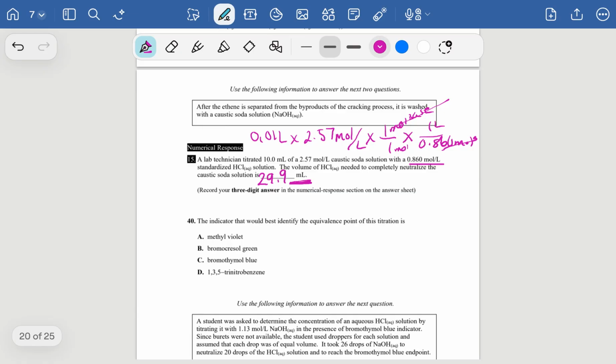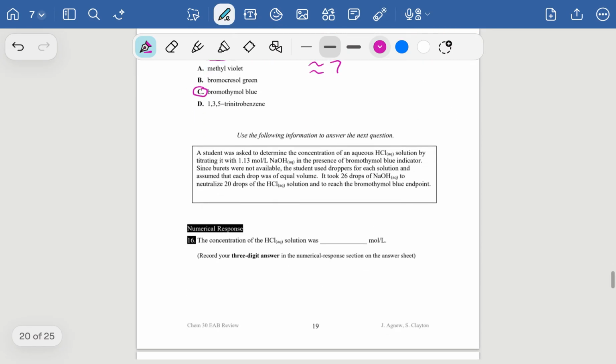Now, in question number 4, asking which indicator would identify this equivalence point: you are reacting a strong acid with a strong base. Your equivalence point should happen around a pH of 7, and usually with a strong acid, strong base titration, we're using bromothymol blue, so we can also narrow it down based on the indicator page.